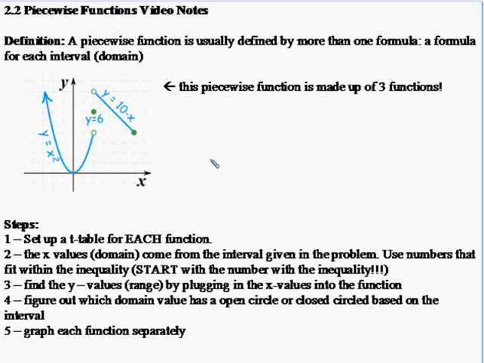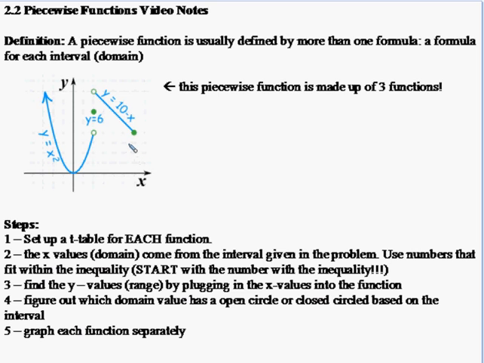So we have our piecewise functions. The definition of a piecewise function is a function that's usually defined by more than one formula. Each of these formulas will have their own interval, known as their domain. So for example, this piecewise function right here is composed of three functions. You have a quadratic, a point, and a linear equation.